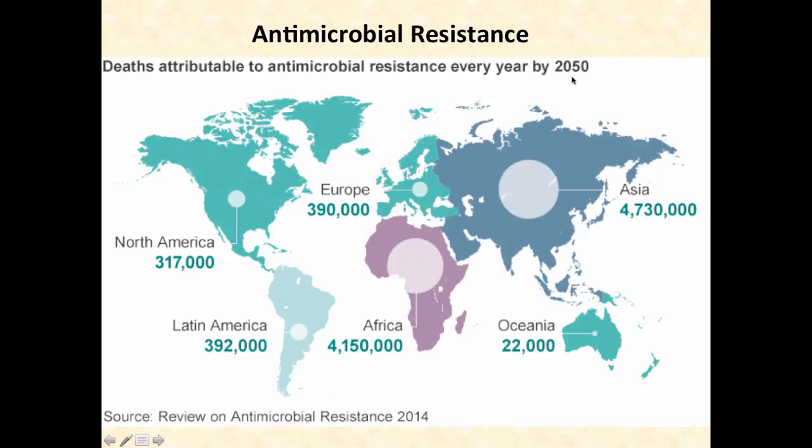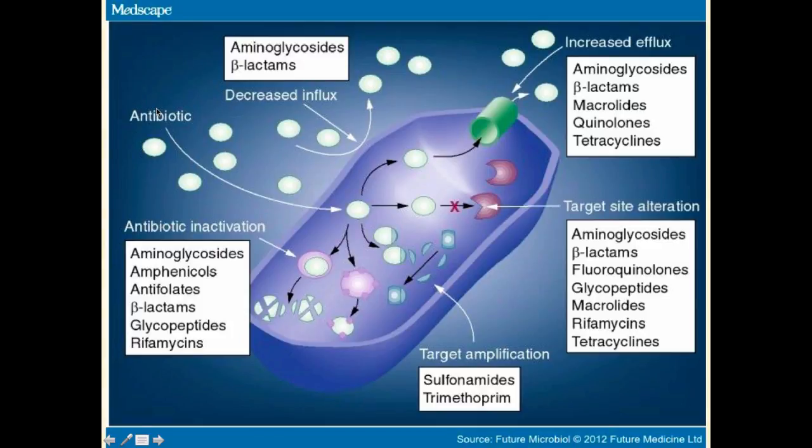So if we project by the year 2050, what we see are astounding numbers of projected deaths attributed to antimicrobial resistance worldwide. So this is really a worldwide problem. And if we look from the perspective of a pathogenic bacteria, what we see is that what they develop in order to become resistant to antibiotics is a variety of strategies to basically evade these antibiotics. So these are just some examples.